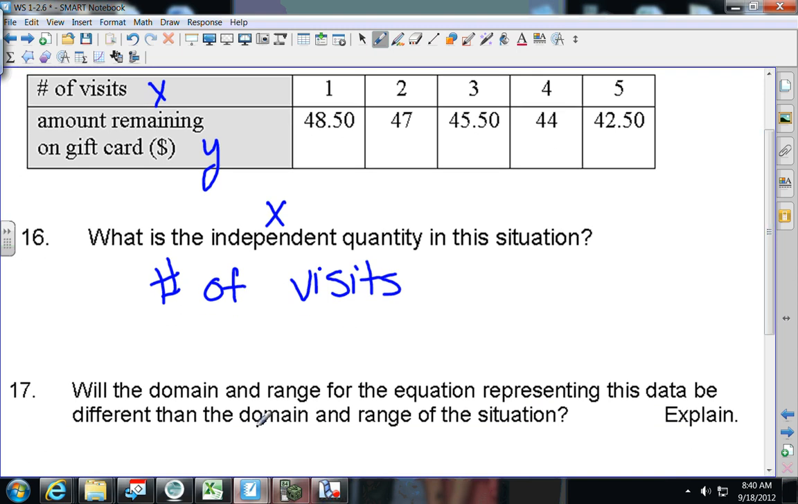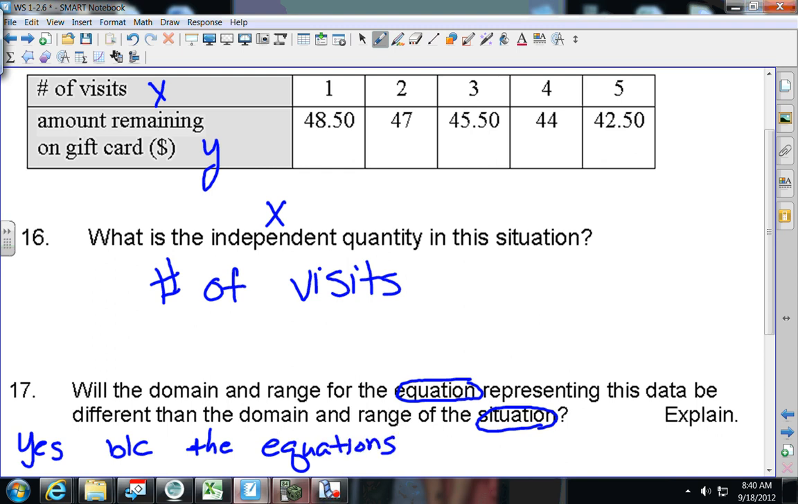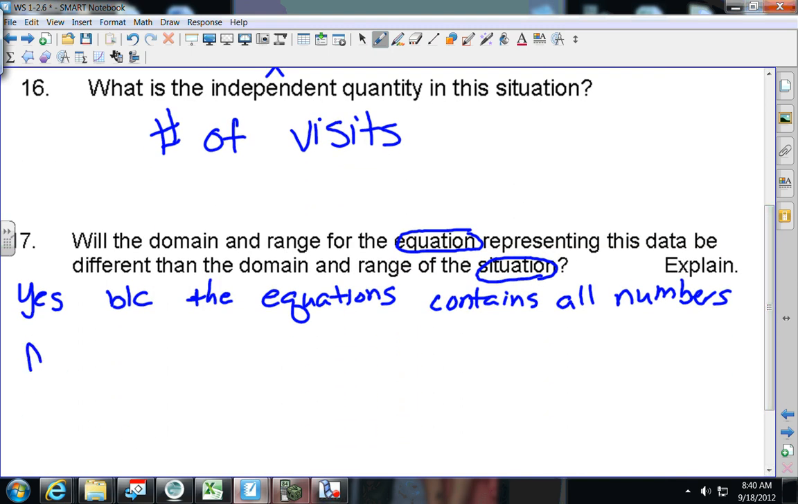Will the domain and range of the equation be different than the domain and range of the situation? Yes, it will be different because the equation contains all the numbers. And the situation is only certain numbers.